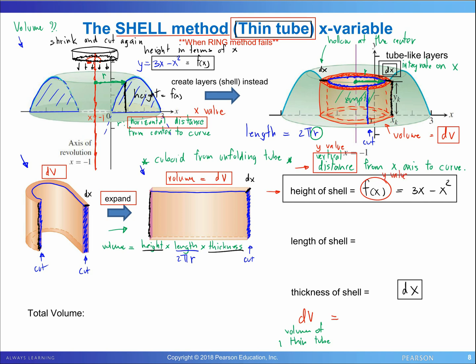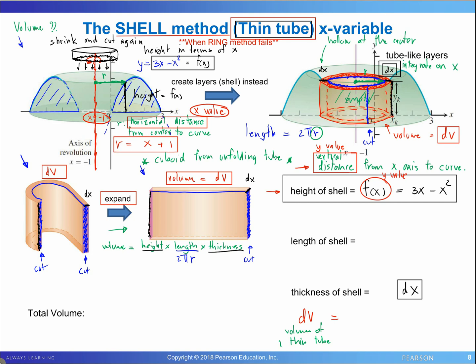Now back to the horizontal distance up here. Its x value means that r is going to be equal to just x, not f of x, just x. However, in this case, the center axis is shifted to the left 1 unit to x equal to minus 1. It means that the radius is going to be longer by 1. So we need to add plus 1 right here because of the shifted center axis. And now we have the expression for the radius in terms of x.